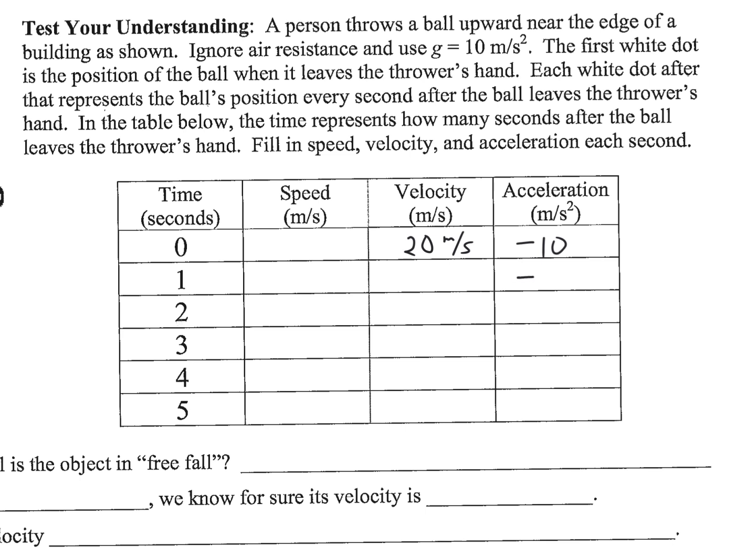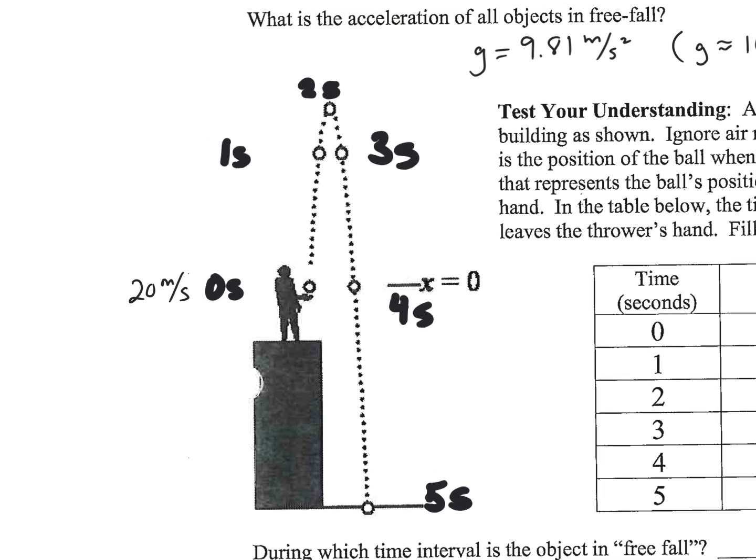Does that change? So if this is constant acceleration, which it is because it's in free fall, isn't it? Everything there is negative 10 in that column. Okay? Now, for the first second, the velocity is going to change by negative 10 meters per second, right? So what is the velocity going to be at 1 second? It's going to be 10, isn't it?